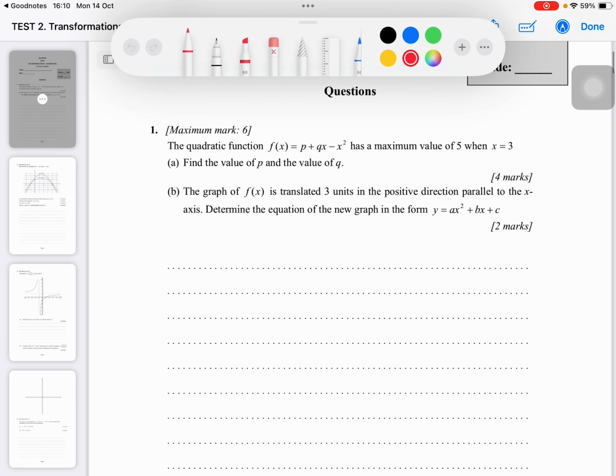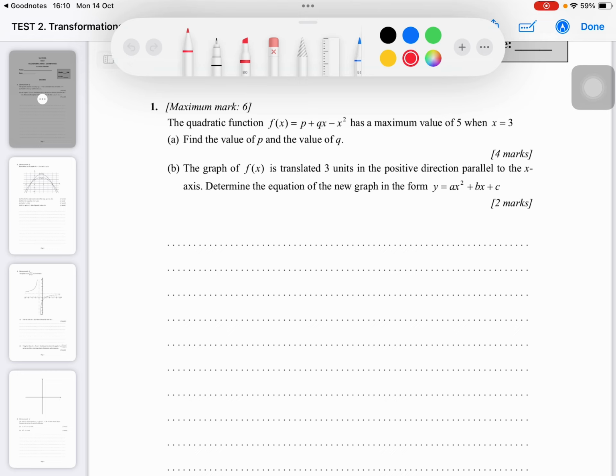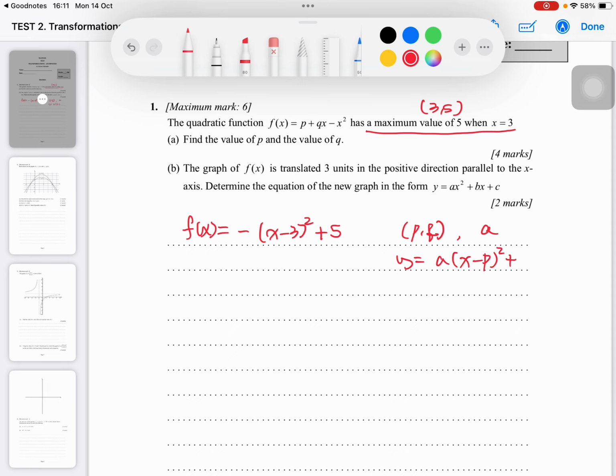Number 1, a quadratic function has a maximum value of 5 when x equals 3. So actually this gives us the information of the vertex. The vertex is (3, 5). So here, for P and Q, we can convert this standard form of the quadratic function into the vertex form, negative (x minus 3) squared plus 5. So when we have the vertex (P, Q) and leading coefficient A, then we can have A(x minus P) squared plus Q.